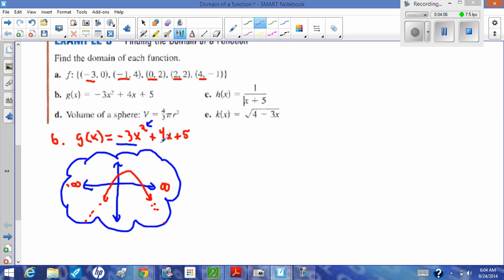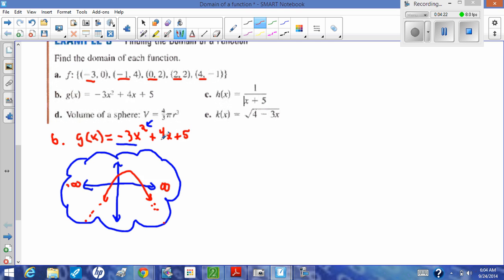If I go back to the definition, I can see that there's no value of x I can plug in here and get undefined. Okay, let's move on to C so you can see what undefined looks like.